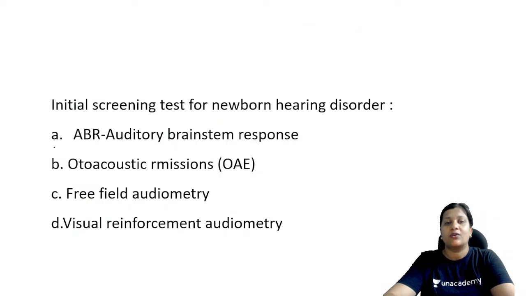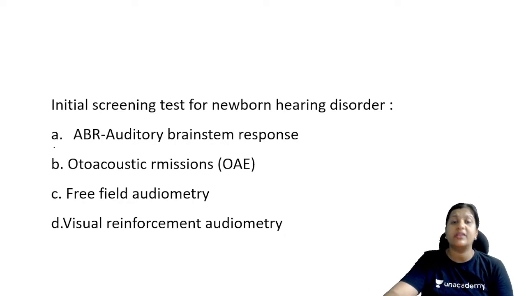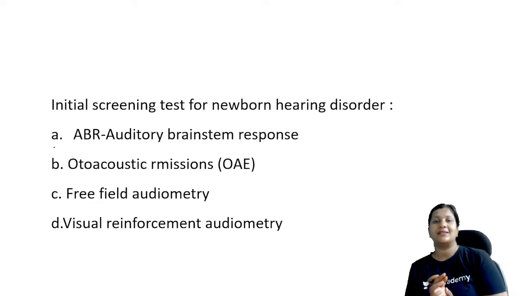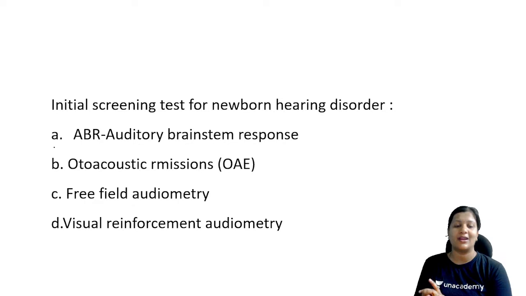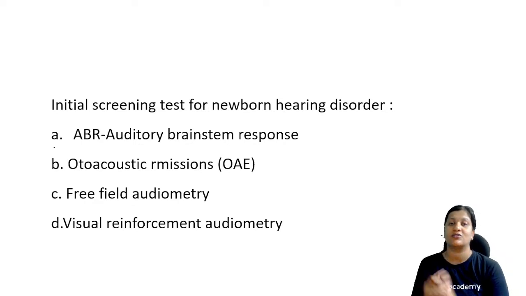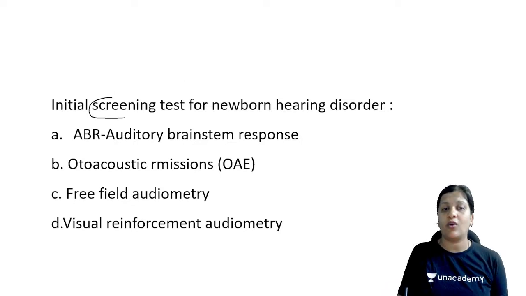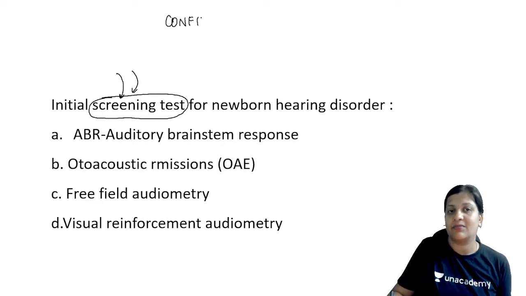Okay, now let's go to the next question. Initial screening test for a newborn with a hearing disorder. What would be your screening test of choice? Auditory brainstem response, otoacoustic emissions, free field audiometry, or visual reinforcement audiometry. So what do you think is the screening test for neonates? This is again a very common question which you tend to get in the exam. There is a confirmatory test and there is something called a screening test. So for confirmation, what do you do? For screening, what do you do?